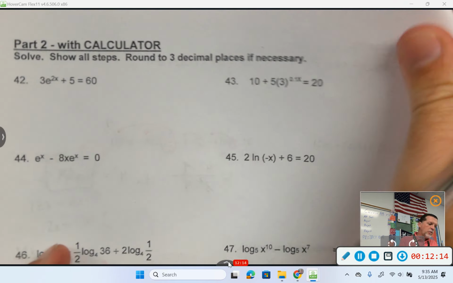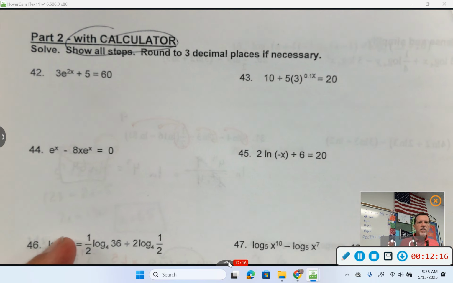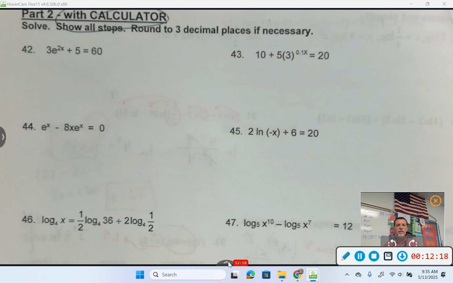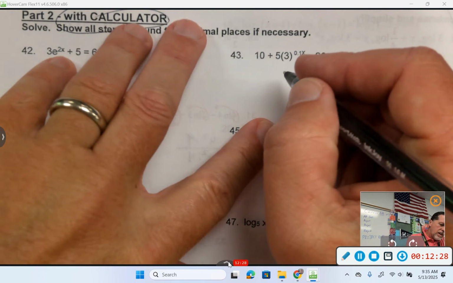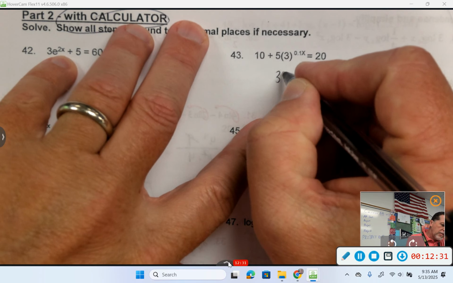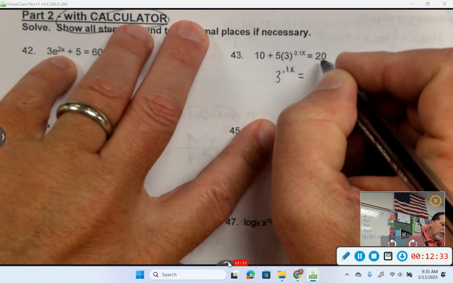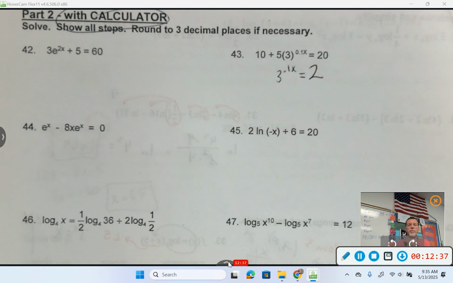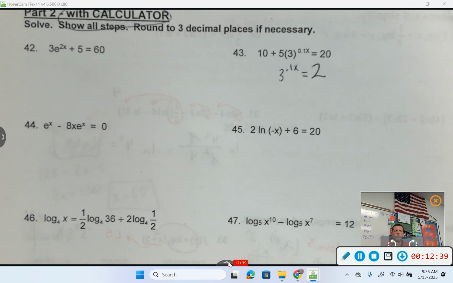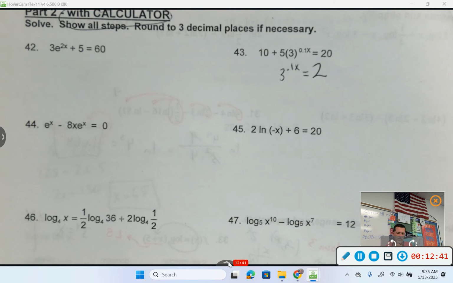All right, 43. We've changed to with calculator now. 3 decimal places. What do you want to do first on 43? Subtract the 10. And then divide by 5. Getting ambitious here. 20 minus 10 is 10. Divide by 5 is 2. 2 steps at once. We can handle that.